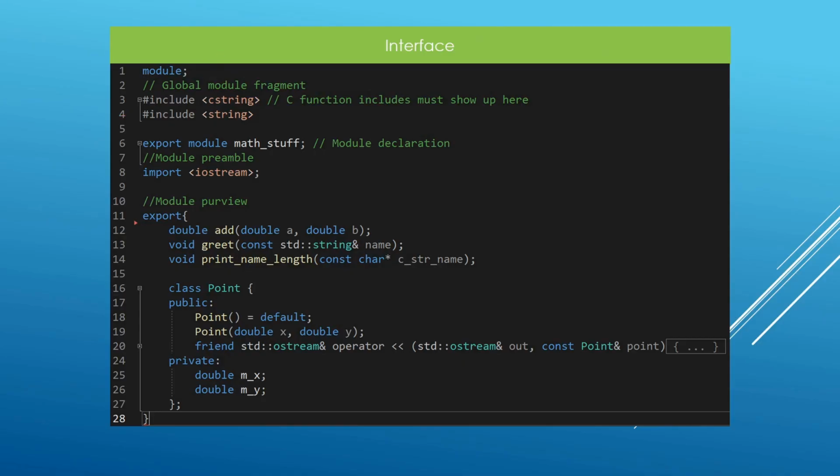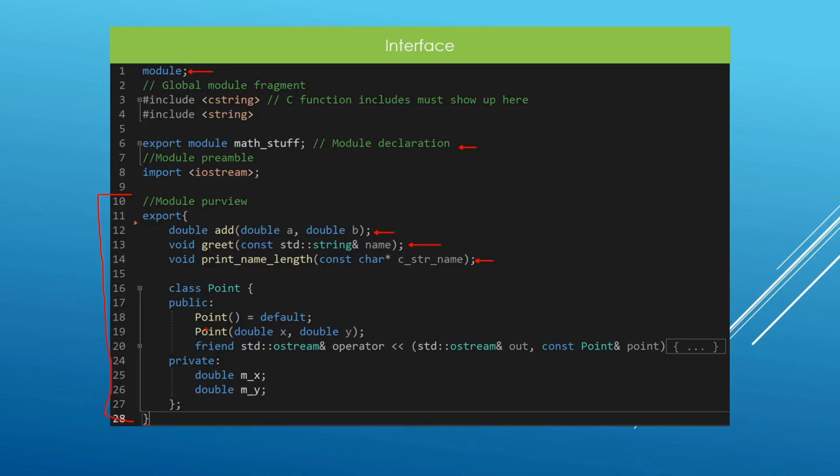Here we have a module file doing what we have been doing all along. We have our module thing, we have our declaration down here, and we have our module purview. But in the purview, if you look carefully, you will see that we just have declarations. We don't have implementations. We have the add function here declared, the greet function, the print name length function, but the implementations are nowhere to be seen in this export block.